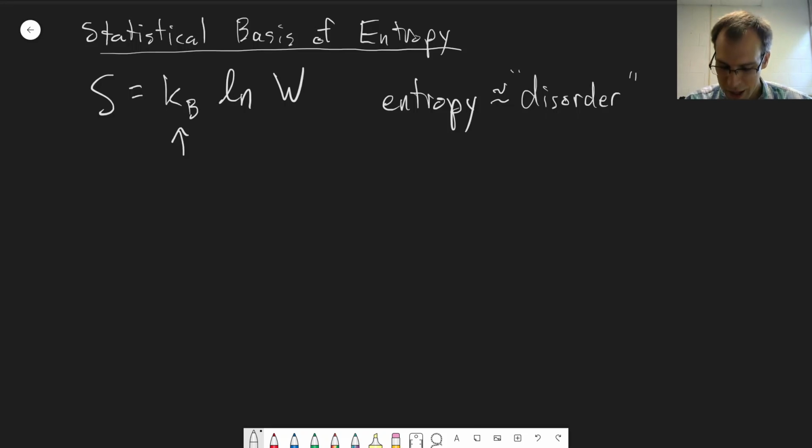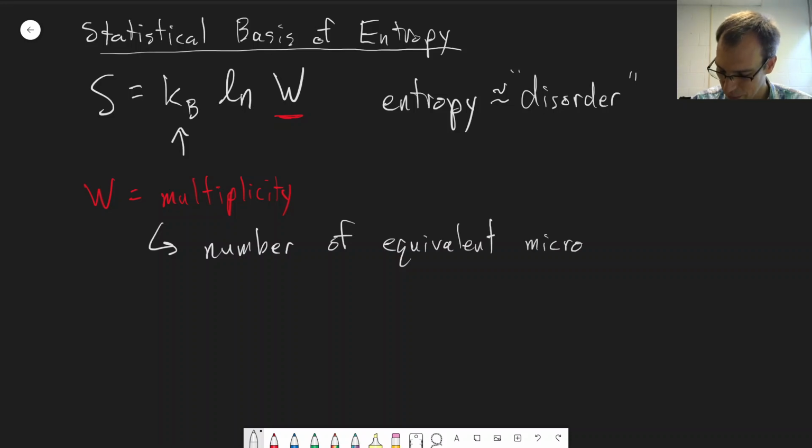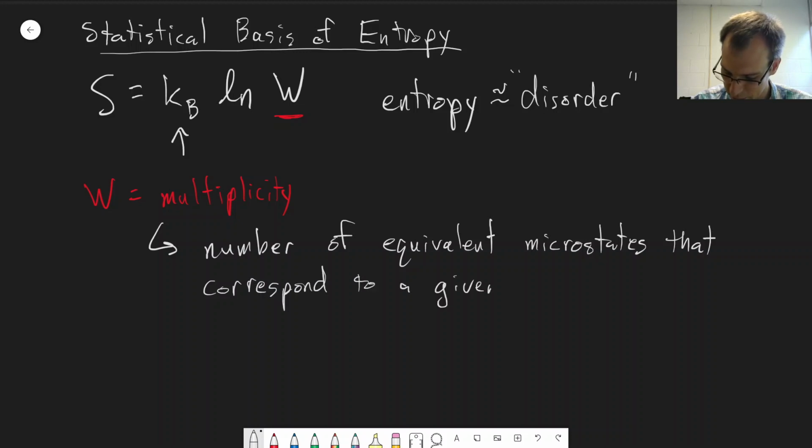Now, the key variable in this equation is this W term. W is a term that we call the multiplicity of a state. Now, what does that mean? The multiplicity is the number of equivalent microstates that correspond to a given macrostate. Okay, what does that mean?